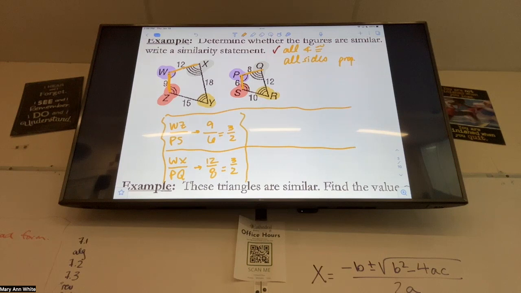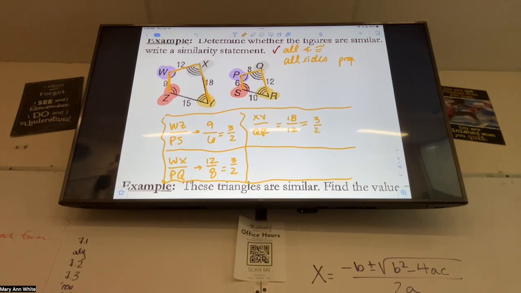What's another set of sides we haven't done yet? Yeah, XY. Good. Let's do XY on top and QR on bottom, just like we did last time. We want all of one shape to go on top. So we're starting on the left and going to the right. So XY goes on top, QR goes on bottom, 18 over 12. Does that equal 3 over 2? Good, that's our scale factor, right?